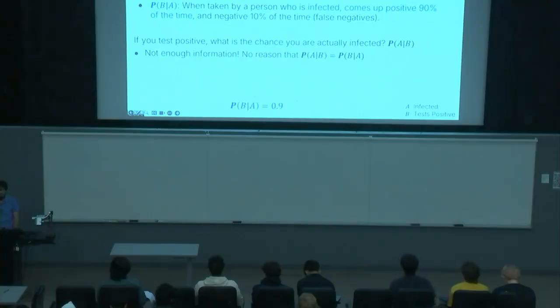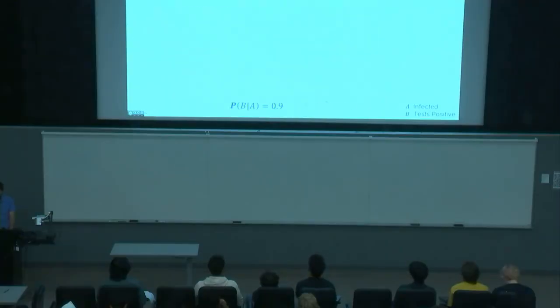Okay? But we do know it's a useful piece of information that there's a 90% chance of giving me a positive result if I'm actually infected, but it's not enough. So what else do we need to know? Well, another thing we could know is what happens if you're not infected. So let's say if you're not infected, P of B given not A, maybe it comes up positive 20% of the time. This is much worse than an actual rapid test, but I made up this world where the tests aren't very good, and it is negative 80% of the time.